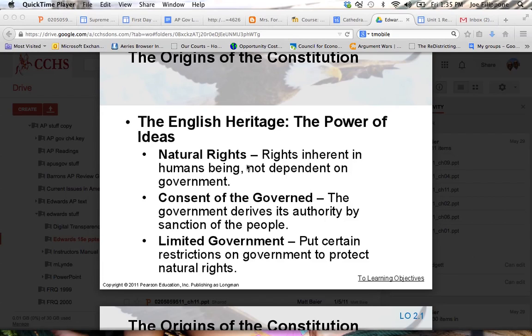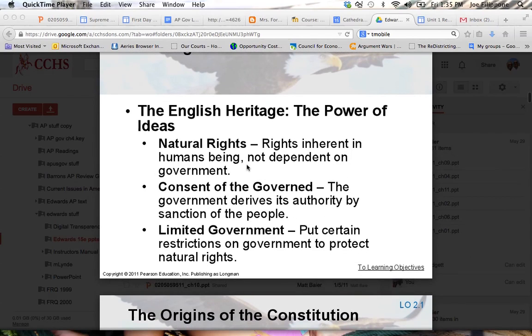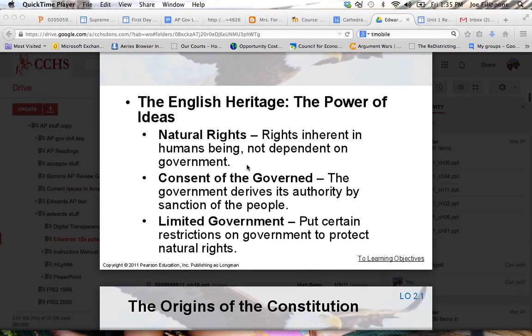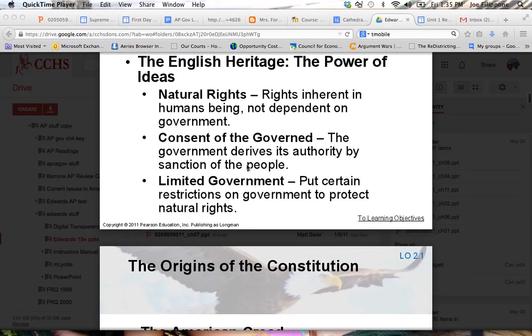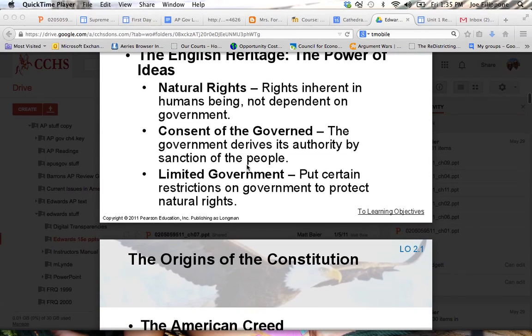Natural rights being one. Rights that were not given by government but were inherent in just being a human being. Okay, those are natural rights. The consent of the governed. The government derives its authority by sanction of the people, and limited government. Okay, which limited government is basically restrictions on government to protect our natural rights.